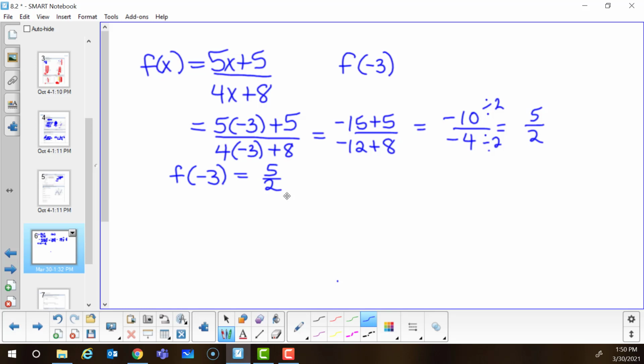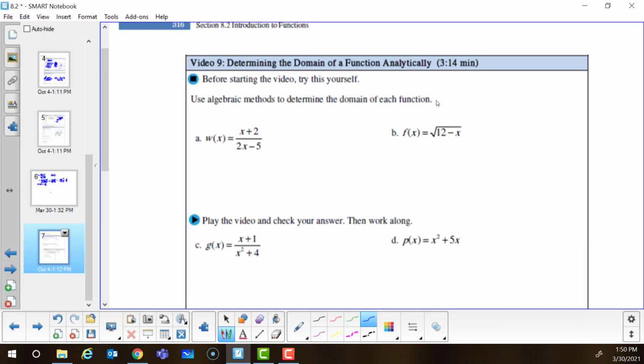All right, let's go to the next page, and let's talk about domains. What domains mean for these functions? Domains are also finding restricted values. If you'll think back, when we did the chapter on rational expressions, we talked about restricted values. And remember, restricted values are values in the denominator of a fraction that would make that denominator equal to 0.